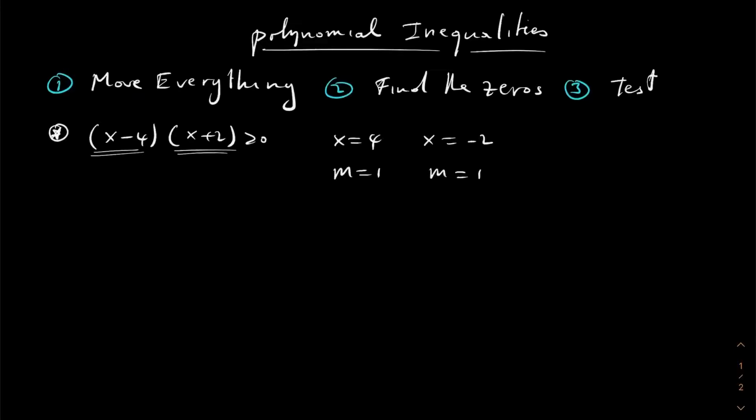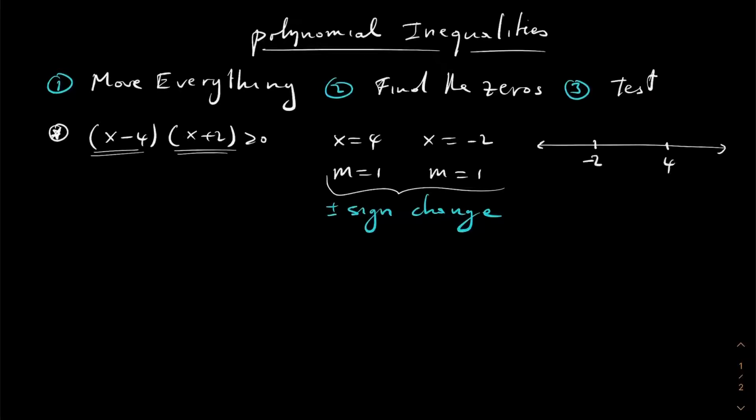And that's going to be important when I go to step 3, because as you remember, if your multiplicity happens to be odd, you're going to cross the x-axis as you get close to that zero. What that means is that the polynomial itself is going to be changing sign from being positive to negative or negative to positive. Okay, so let me draw the number line here, and I'm going to go ahead and put my zeros on, negative 2 and 4.